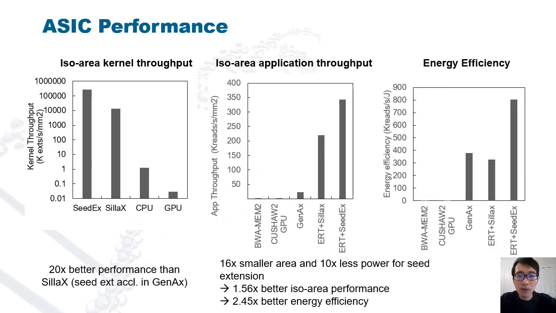Here we show the performance of our ASIC implementation. SeedEx achieves 20x better performance than the seed extension accelerator in Genax. SeedEx also achieves 16x smaller area and 10x less power for seed extension, which translates into 1.6x better iso-area performance and 2.5x better energy efficiency.